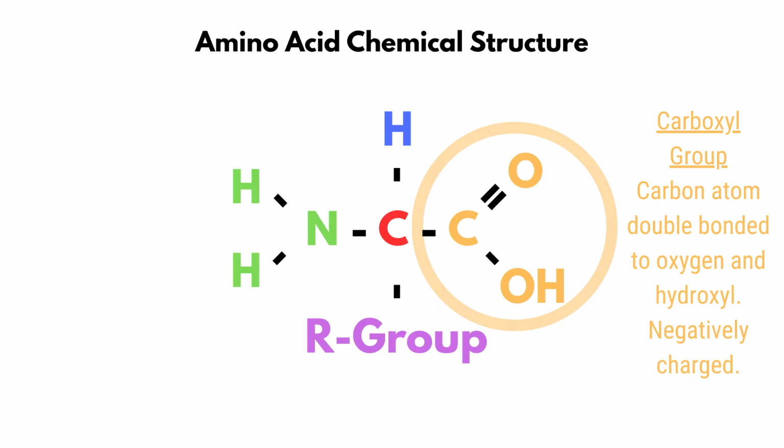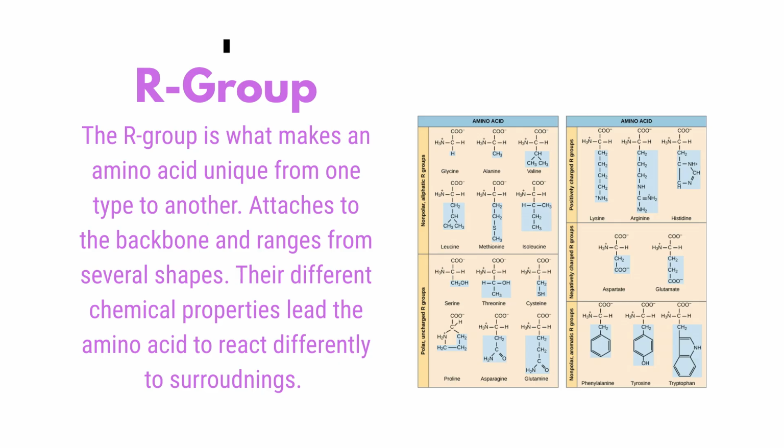Now, the most important component of an amino acid is probably the R group. The R group, as you can see on this chart on the right, can come in various shapes and forms. This is what makes the amino acid unique from one type to another, and it attaches to the backbone of the amino acid, which is what we just covered: the central carbon atom bonded to the nitrogen, the carbon, and the lone hydrogen. The R group is not part of the backbone, because the backbone is the part without the R group.